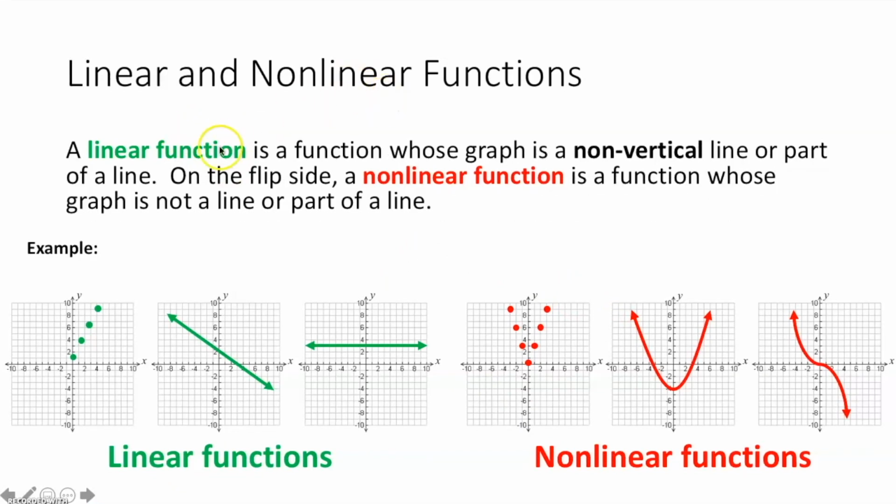Linear and nonlinear functions. So a linear function is a function whose graph is a non-vertical line or part of a line. On the flip side, a non-linear function is a function whose graph is not a line or part of a line. So here you can see a linear function forms a line when you graph it, whereas nonlinear functions do not form straight lines. They form V's or curves.